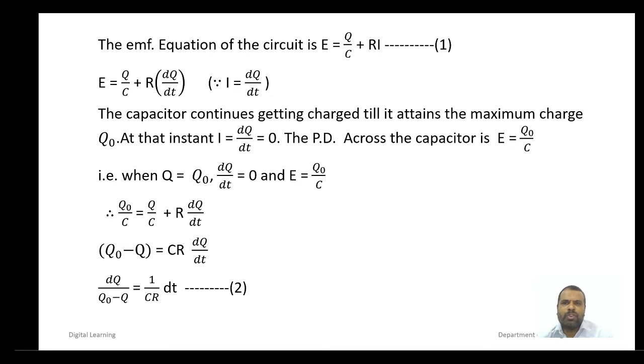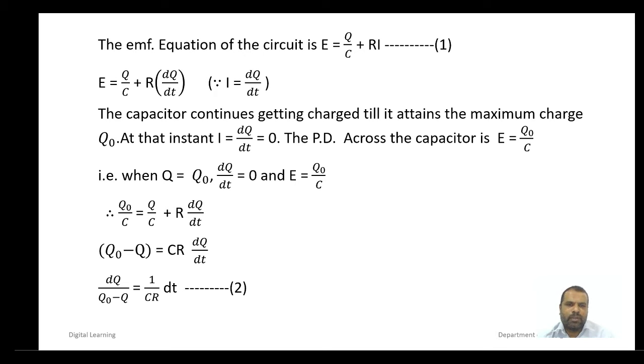The EMF equation of the circuit is E is equal to Q by C plus R into I. Call this equation number 1. E is equal to Q by C plus R into dQ by dt, because I is equal to dQ by dt. The capacitor continues getting charged till it attains the maximum charge Q naught. At that instant, I is equal to dQ by dt, that is equal to 0.